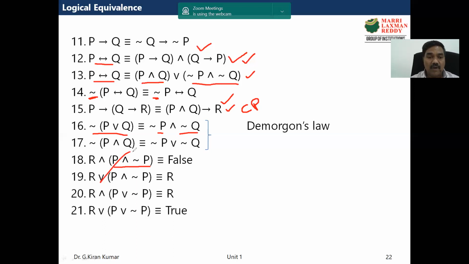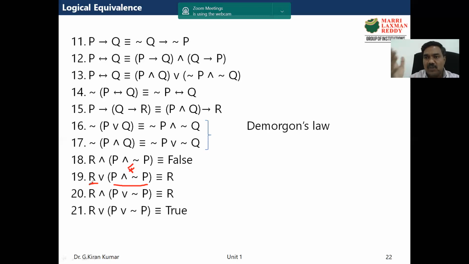So false and something is always false. Therefore, this expression is always false, an example of a contradiction. Now coming to the 19th formula, we have (P and negation of P) or R, with R a proposition or propositional function. So this is always false, and false or something is always equivalent to that something.